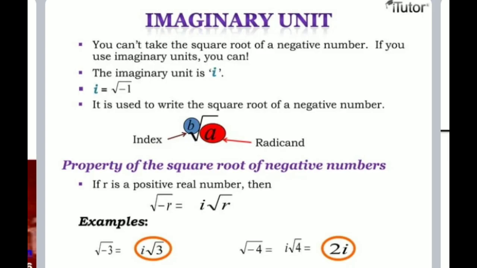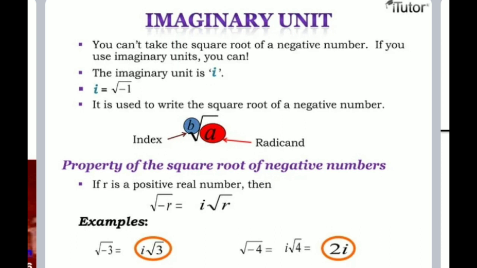Imaginary unit. You can take the square root of a negative number if you use imaginary units. The imaginary unit is i. i equals the square root of negative 1. It is used to write the square root of a negative number.